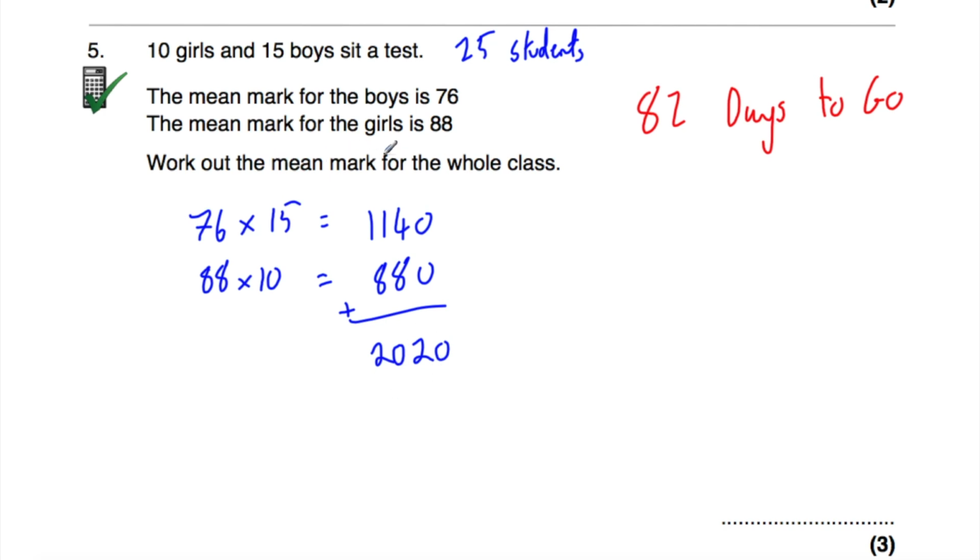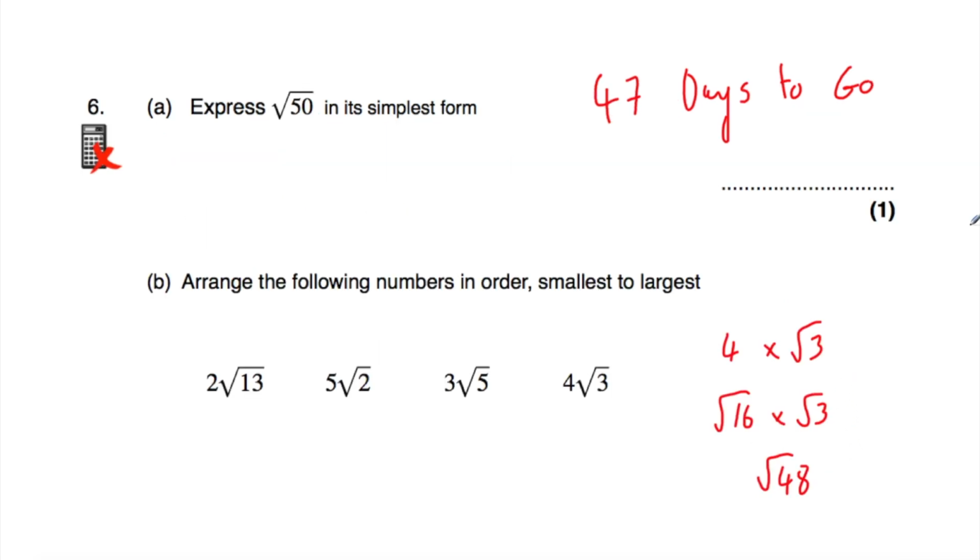Now we want to find the mean mark for the whole class. There are 25 students, so if we take the total and divide that by the number of students, that'll give us the mean. Whenever we divide by 25, that gives us an answer of 80.8. That means the mean mark for the whole class is 80.8, and that's it. Now let's have a look at our next question, question number 6.